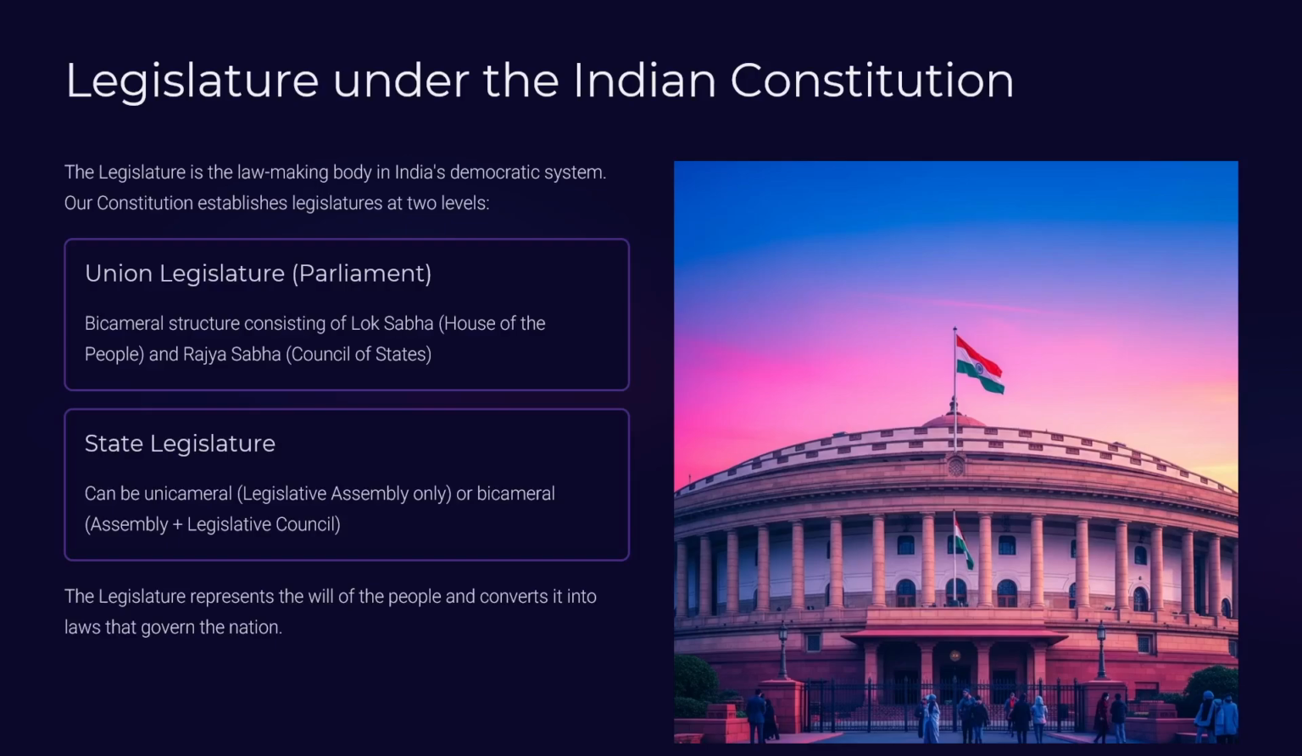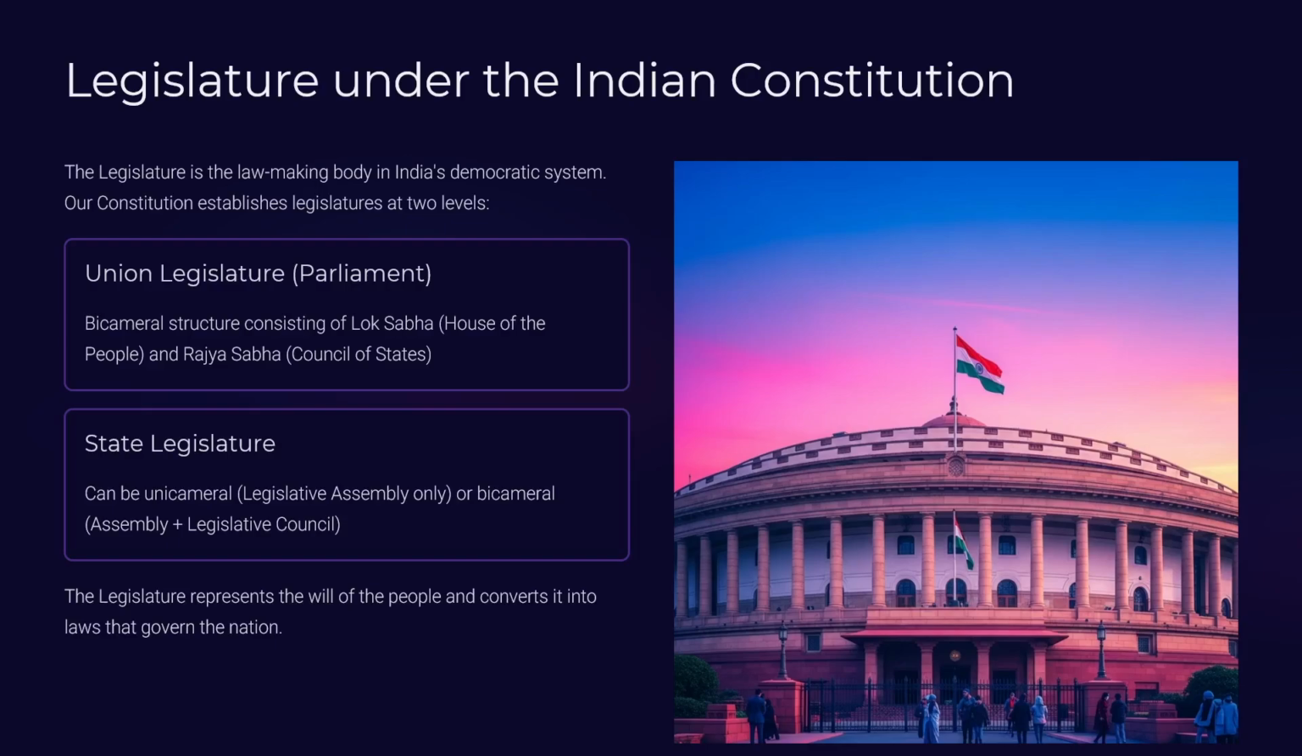Legislature under the Indian Constitution. The legislature is the lawmaking body in the Indian democratic system. Our Constitution establishes the legislature at two levels. One is the union legislature, that is Parliament. Then the state legislature, that is at the state level. The union legislature, Parliament, has a bicameral structure consisting of Lok Sabha and Rajya Sabha. Lok Sabha is called the House of the People and Rajya Sabha is called the Council of States.